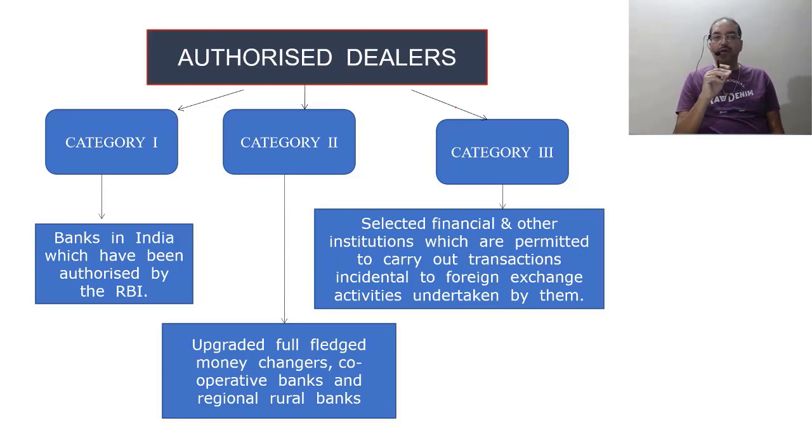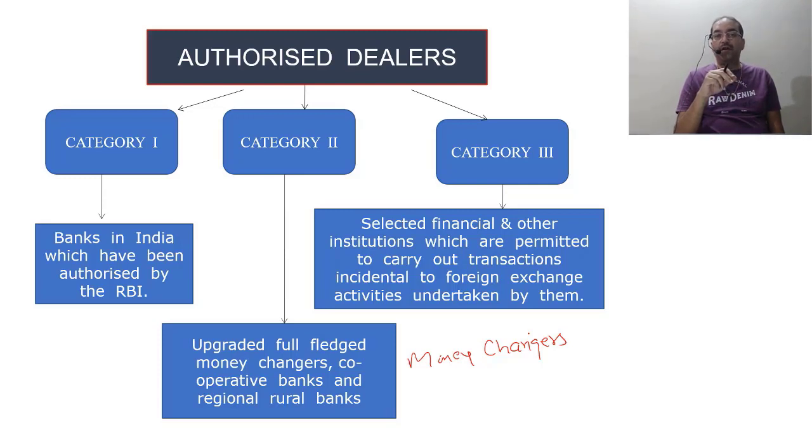Acha, in the first category, who comes? In the first category, I will have Punjab National Bank, Axis Bank, ICICI, Canara Bank, Andhra Bank. Now, Andhra Bank, of course, is not there. Then IndusInd Bank, ICICI Bank, HSBC, HDFC Bank. Okay, so all these banks come under the first category. Then, as I told you, upgraded full-fledged money changers. Now, money changers, very important concept. Who are money changers? That we have to see.